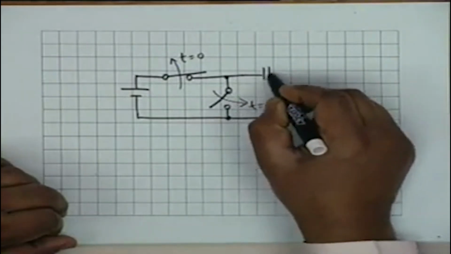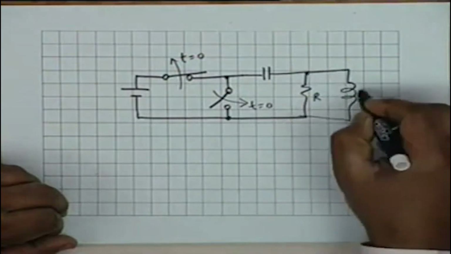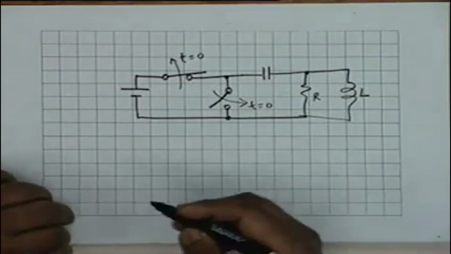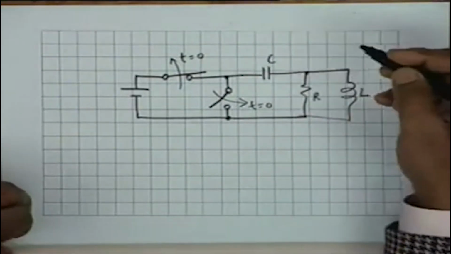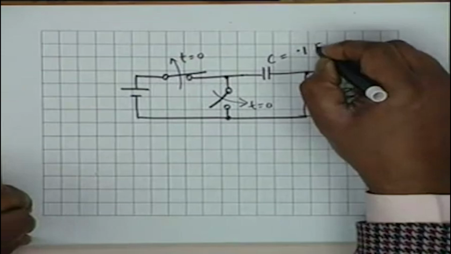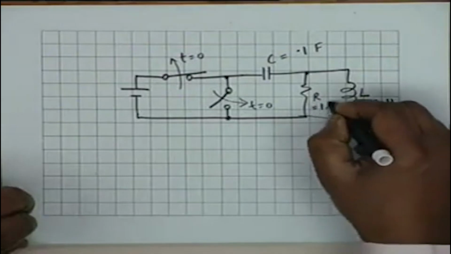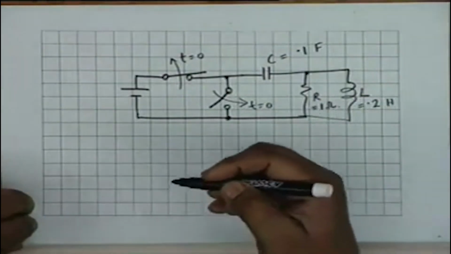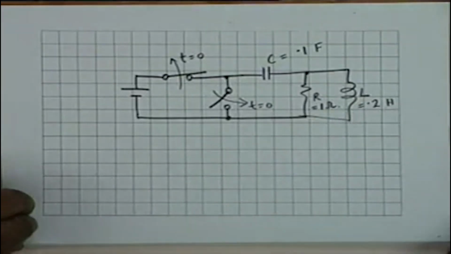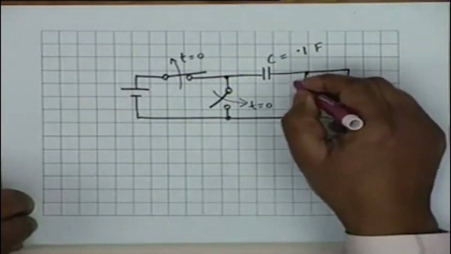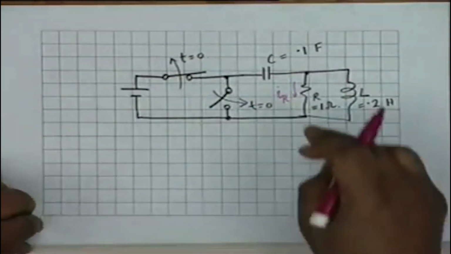The circuit is the same, that is, we have a C, then an R, and an L. And here, to bring the point a little more into focus, let us say that the values of C is 0.1 farad, L is 0.2 Henry, and R is 1 ohm. The question is to find out the current in the resistance, that is this current.